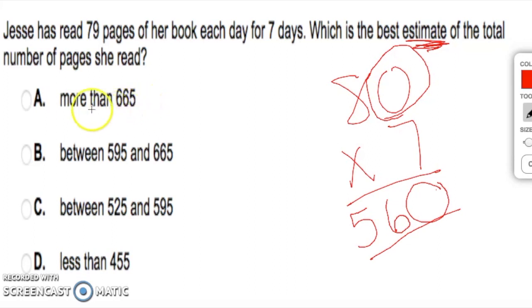So now I've got to look here. More than 665. That one doesn't work. Between the 595 and the 665. Is 560 between these two? No. Is 560 between 525 and 595? Yes, it is right there. But before I assume that's correct, I always got to check the last one. Less than 445. No, 560 is more than 445. So I know my correct answer is C, and that makes sense. Do I think about that? Let's see, 7 days, 80 pages a day, between 500 and 600. Yeah, that would make sense. Okay.